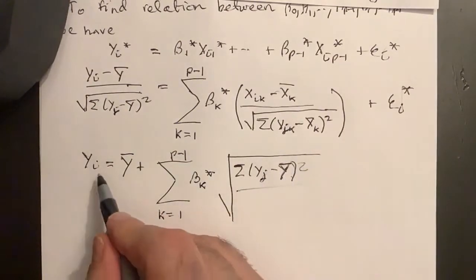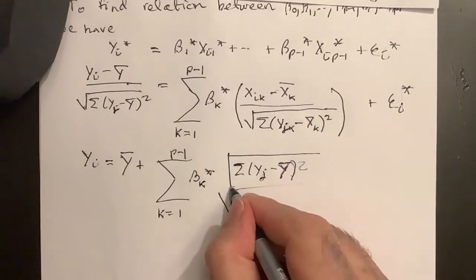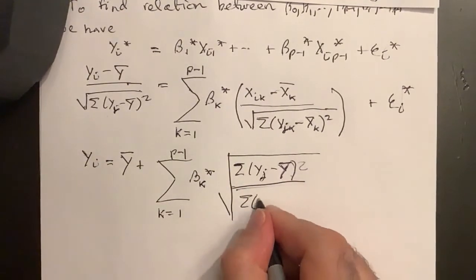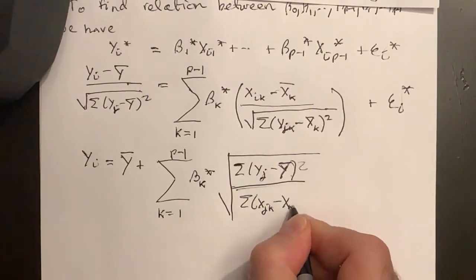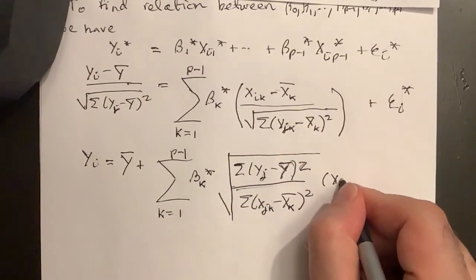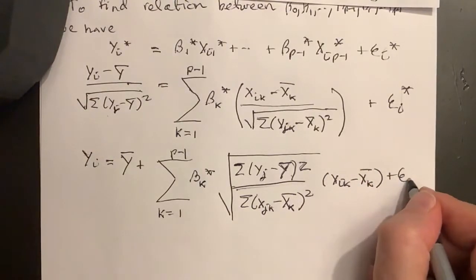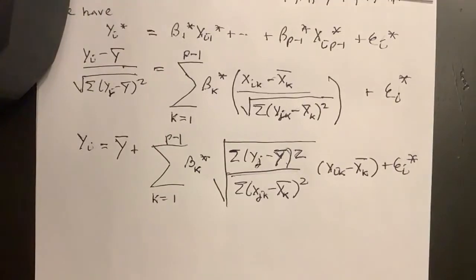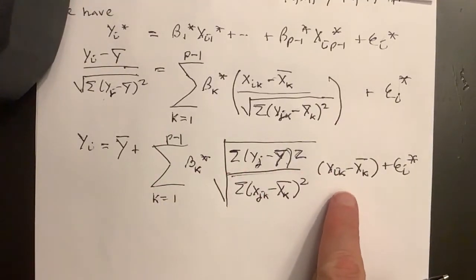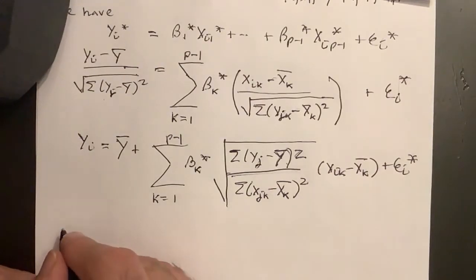Y squared, so I'm just multiplying through by this on this side. So I have this over the sum of xjk minus xk bar squared. And here I have this xik minus xk bar. This is outside the square root plus epsilon i star, right? So I have these terms. Look, I have the yi here, and I have the xik's here. So we do want to separate these. Here I have the xk bar. So I will separate those into two terms.